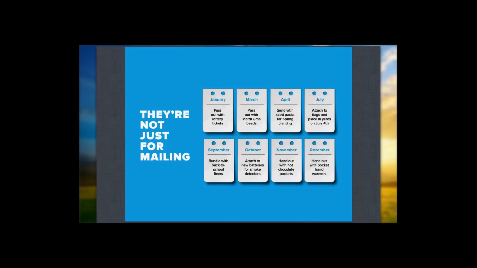So let's take a couple of ideas. April: you can use seed packets for springtime and stand out in front of hardware stores or grocery stores. For the 4th of July, you can distribute U.S. flags in neighborhoods that you want to target, along with your postcard. October is Fire Safety Month. You can distribute batteries for smoke detectors along with your postcards. December, staple hand warmers to your postcards and pass them out during the holiday shopping season. And one WISP even reported that they bought a bunch of Girl Scout cookies, and then passed them out along with their postcards in front of a local store.